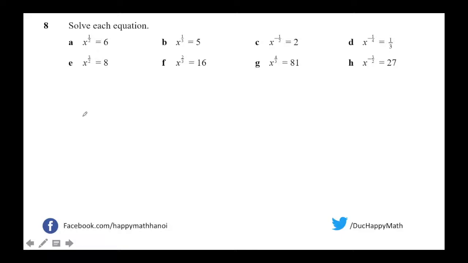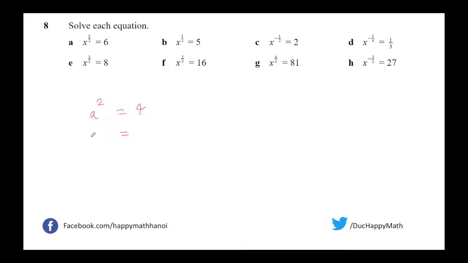Question 8. Solve the equation. Remember, when you want to solve an equation with power numbers, you have to make the two base numbers equal together, or you can make the power numbers equal together. For example, when I say a power to 2 is equal to 4, it means I have to change 4 to become something to the power that equals 4.